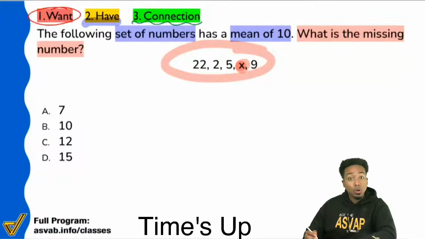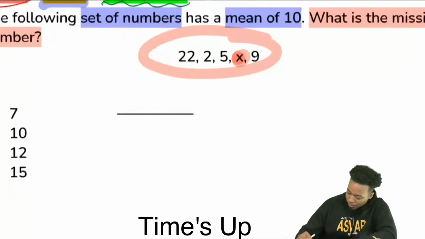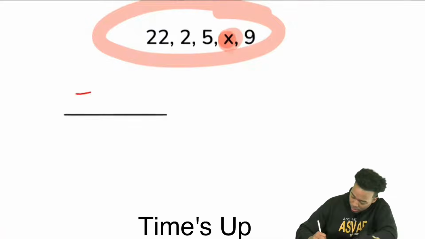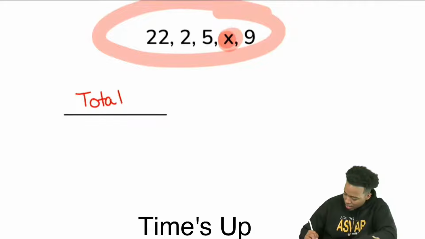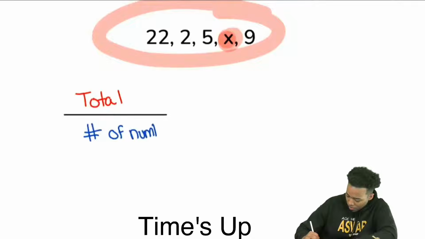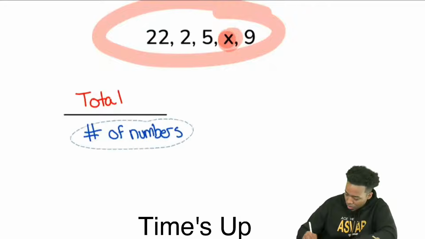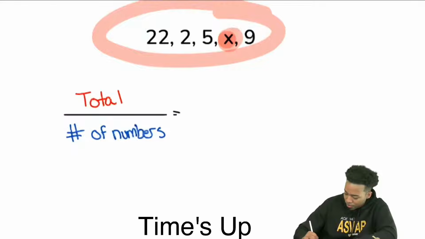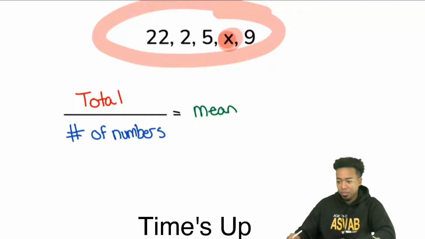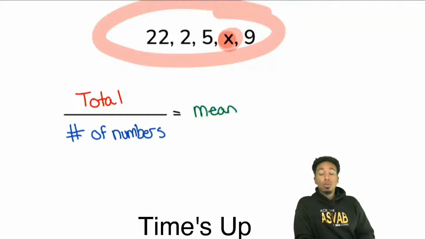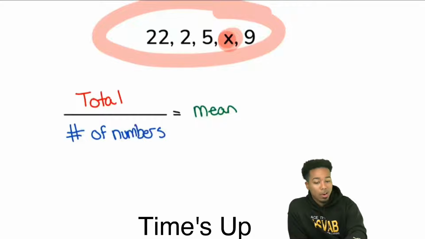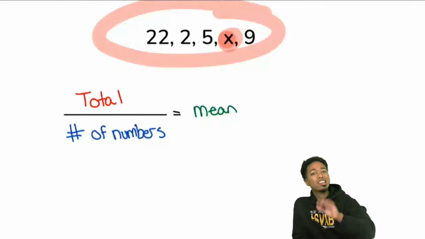Let's first go ahead and show the formula. You tell me if this is written correctly. The formula that I'm going to write is the total divided by the number of numbers equals the mean. Is that correctly written, everybody? Yes or no? Okay, great. Like I told you, this is a working backwards problem, but we're still using the same old formula.